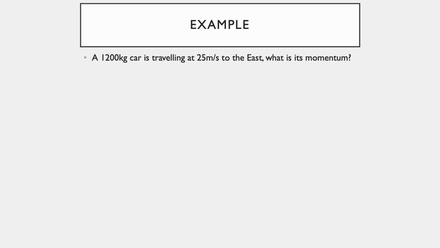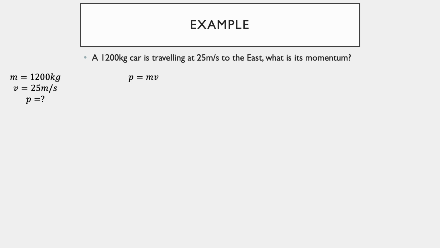An example we have is a 1,200 kilogram car traveling at 25 meters per second to the east, and we want to know what the momentum is. So as usual, write out the information we have. We've got mass is 1,200 kilograms. Our velocity is positive 25 meters per second because we're going to the east, so that's a positive direction, and we're looking for momentum. So we know our momentum is mass times velocity.